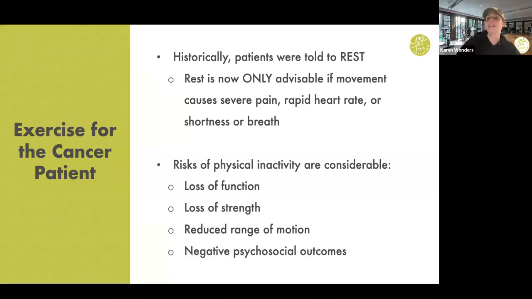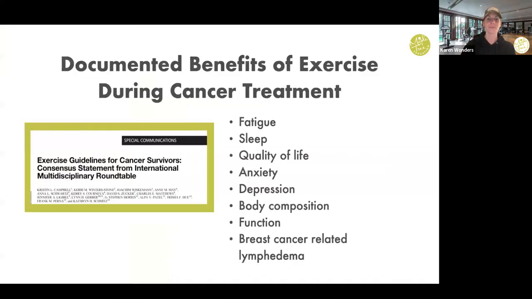And it is important to understand that when someone chooses to rest, that is what they're going to be at risk for as they're going through cancer treatments, because we know cancer treatments are going to cause all kinds of negative side effects in that individual.